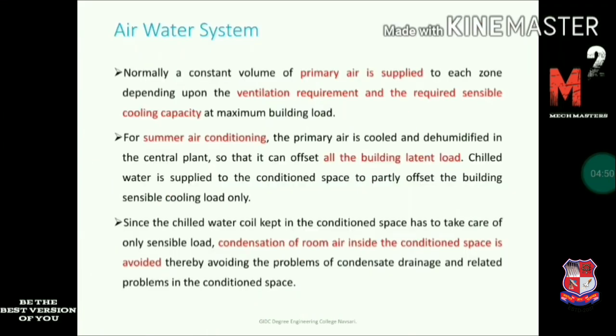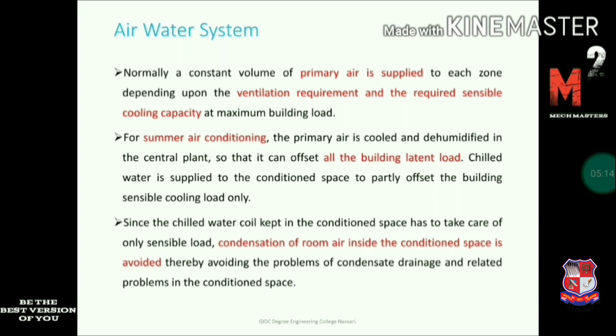Normally, a constant volume of primary air is supplied to each zone depending upon the ventilation requirement and the required sensible cooling load capacity at the maximum building load. So the constant volume of the primary air depends on two parameters. First is the ventilation requirement in the room. As I told earlier, the ventilation is provided by the primary air. That is the function of the primary air.